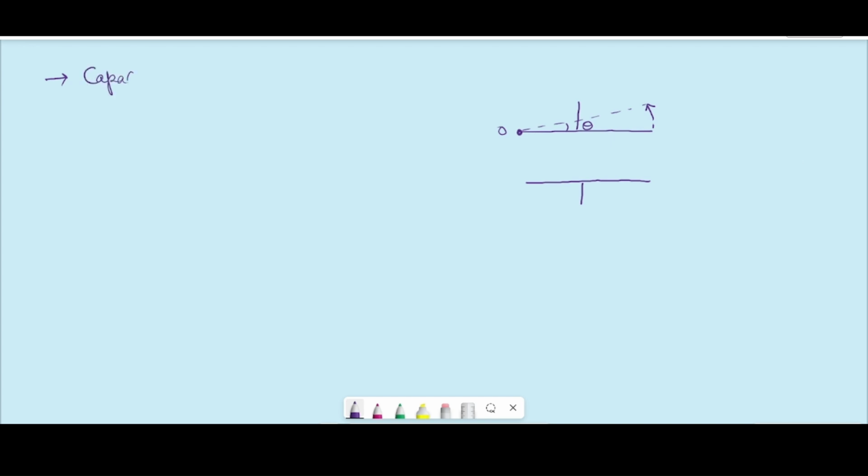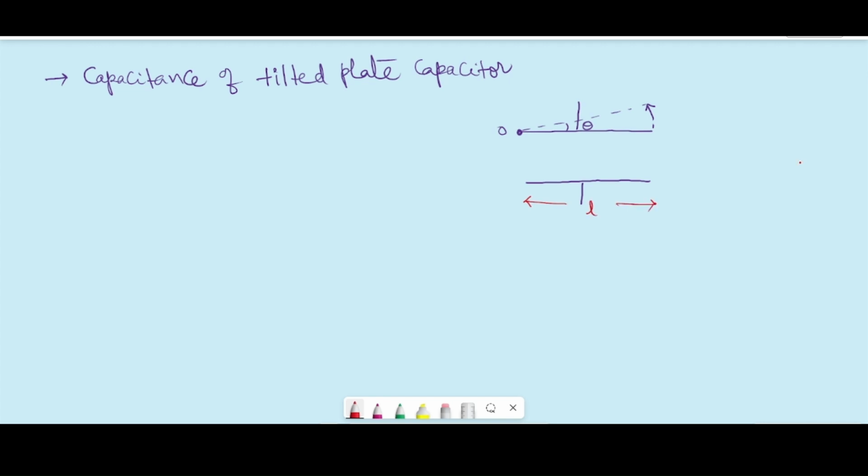We'll see the capacitance of a tilted plate capacitor. So let us see the capacitance of the tilted plate capacitor here, and the length of the plate we will take as L, and the initial separation between O and this A, say d. Let us consider a small elemental area, this part, which is at x.